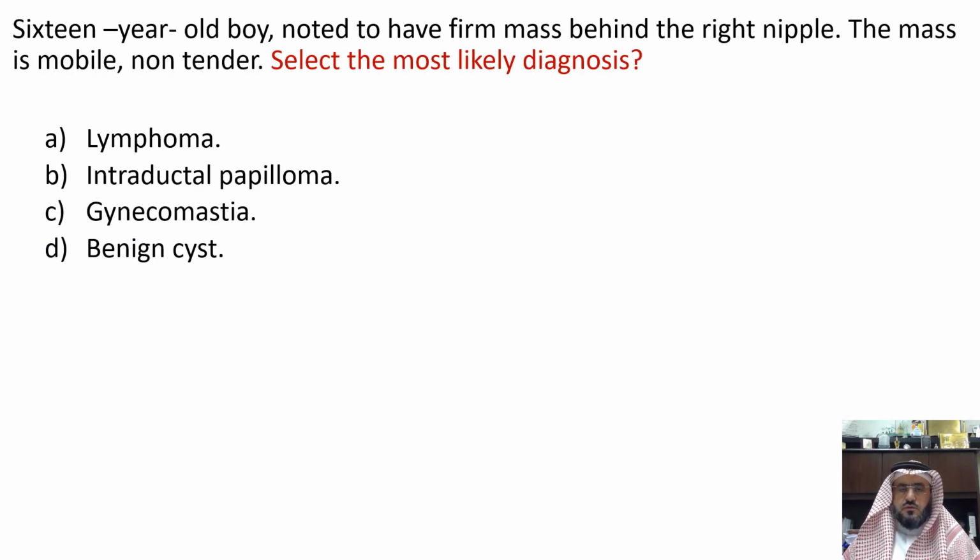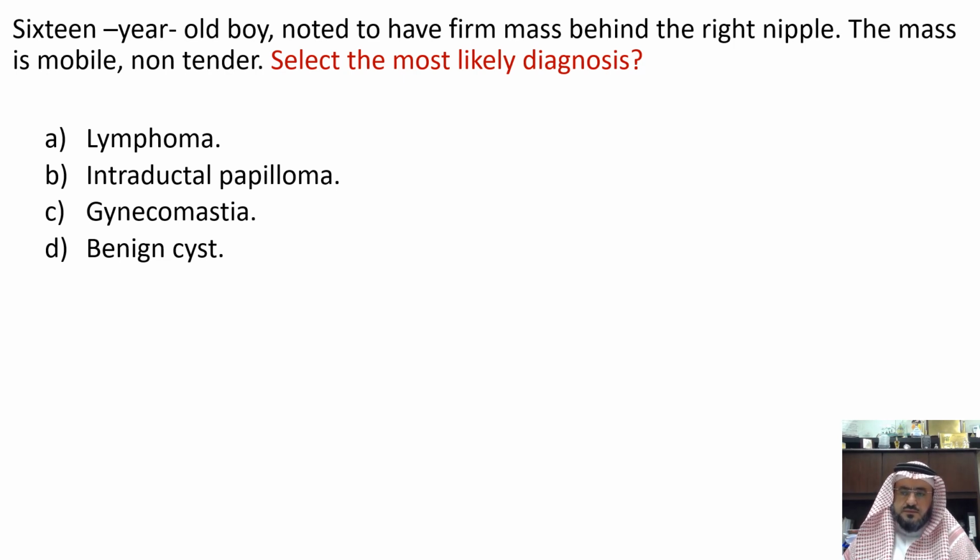A 16-year-old boy is noted to have a firm mass behind the right nipple. So here, another adolescent with a firm, small mass behind the nipple. The mass is mobile, non-tender. Select the most likely diagnosis. Is this mass because of lymphoma, intraductal papilloma, gynecomastia, or benign cyst? What do you think? This firm mass behind the nipple. What could be one of these differential diagnoses?